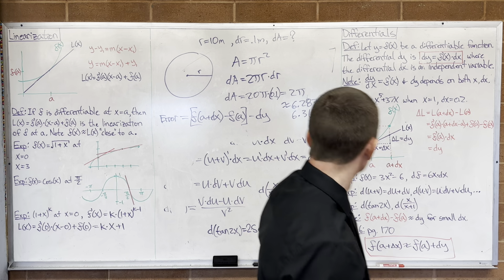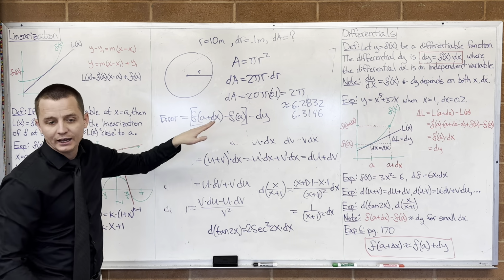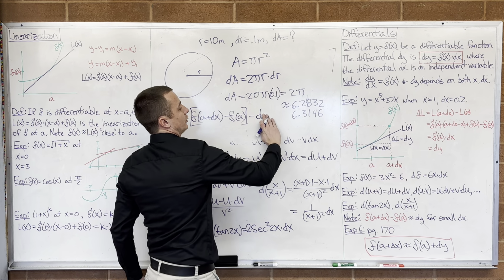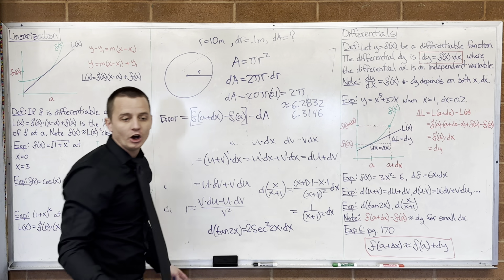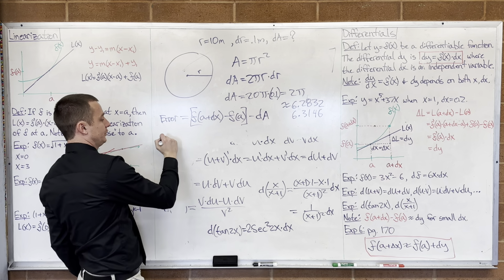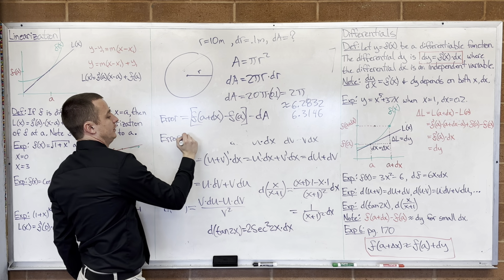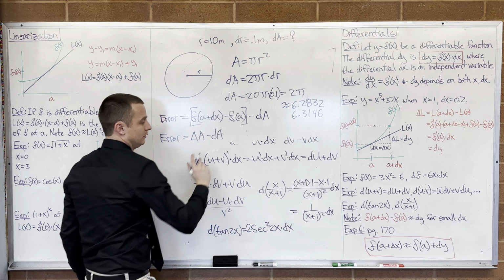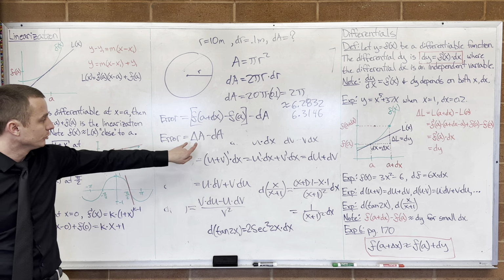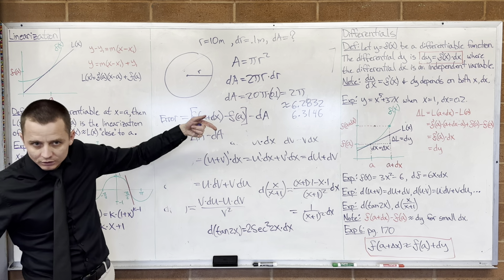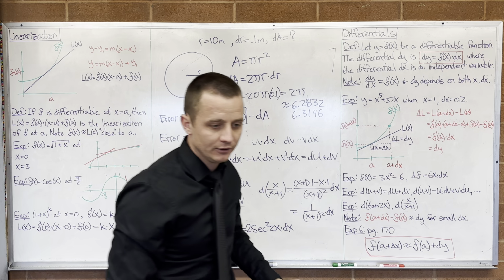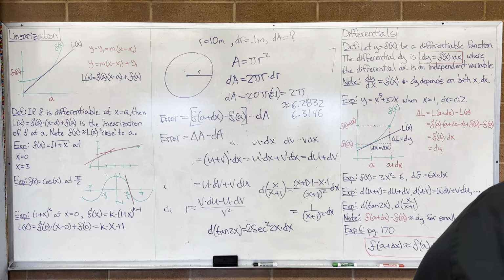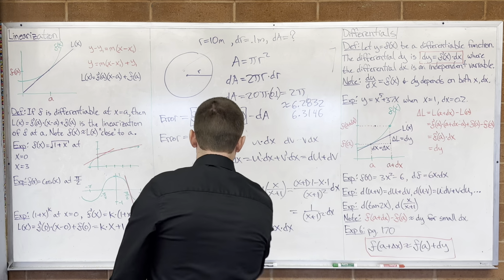This was a dA in our specific example, right? Yeah. So here's a nice little formula that the author gives you for the error. The error, in this case, is delta A minus dA. That's a good way to write it: the actual change in area minus the approximate change. Okay, let's try another one now.